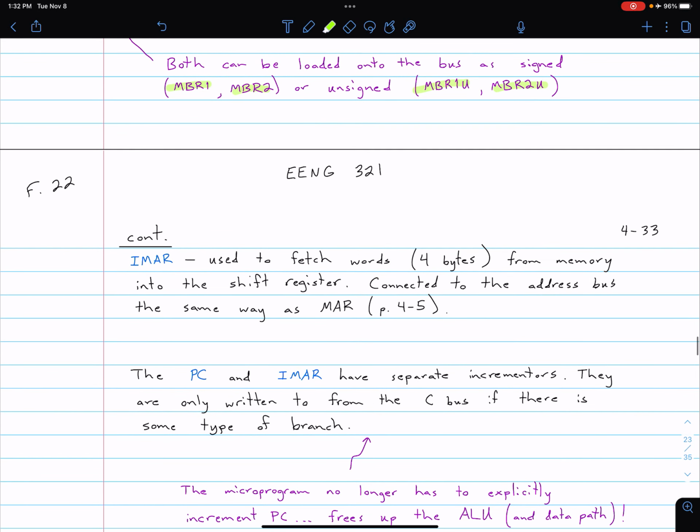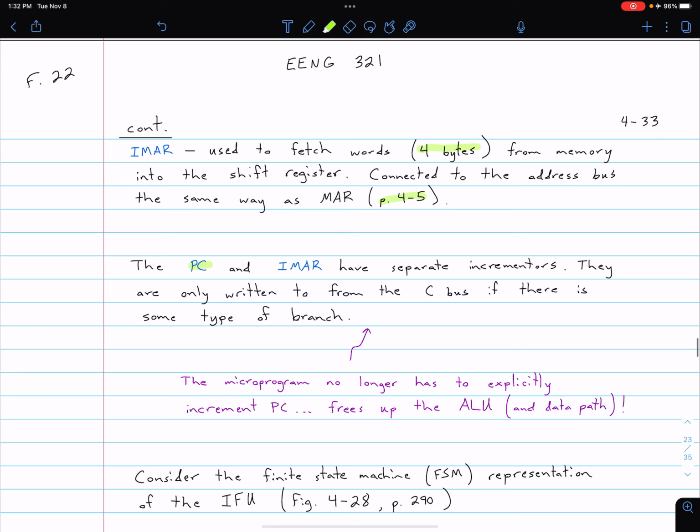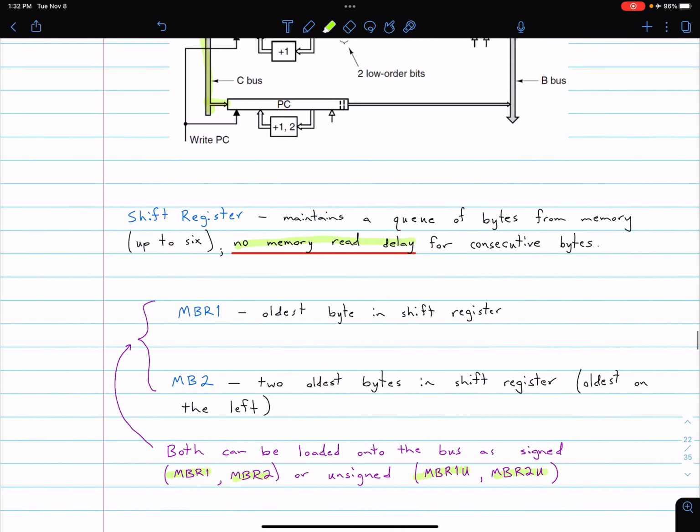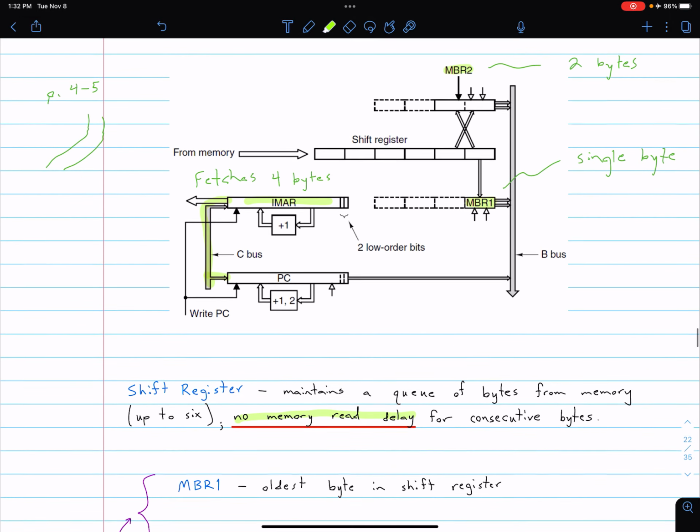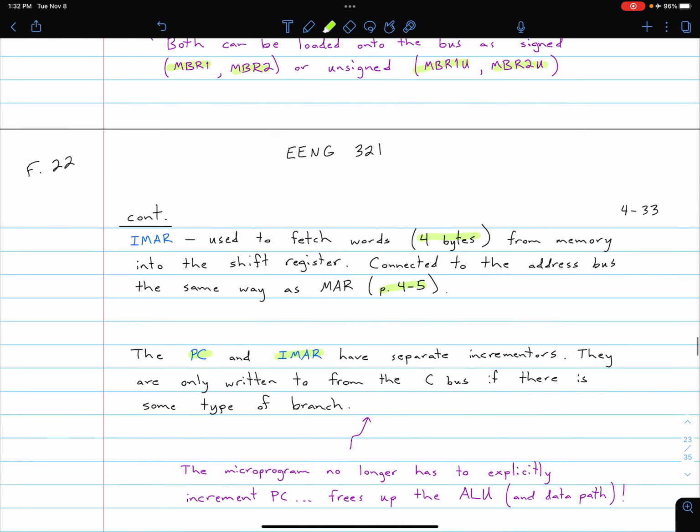Again, IMAR is fetching words, so 4 bytes because we have a 32-bit machine. It's fetching that into our shift register. And then again, that connection we can see on page 4-5. We have separate incrementers for our PC and IMAR. And so what this means is, again, keep in mind, this is all happening independent. So everything up here in this diagram is happening independent of our main execution unit.